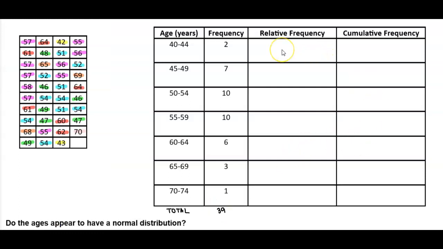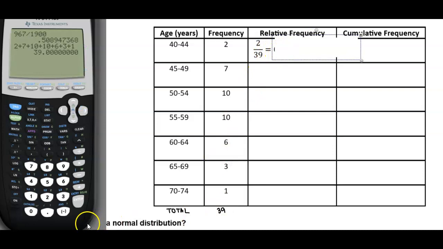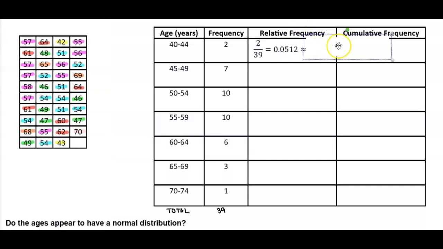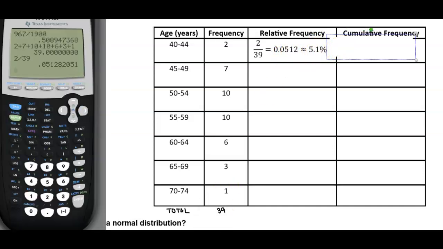Now, in order to find the relative frequency, we're going to take this value of 2 and divide it by the total number in the frequency, which is 39. So if we do that on our calculator, 2 divided by 39, we get the following decimal, 0.05128. If we want to convert that to a percent, we multiply this by 100, and that gives us 5.12%. If we round that to one decimal place, we end up getting 5.1%.